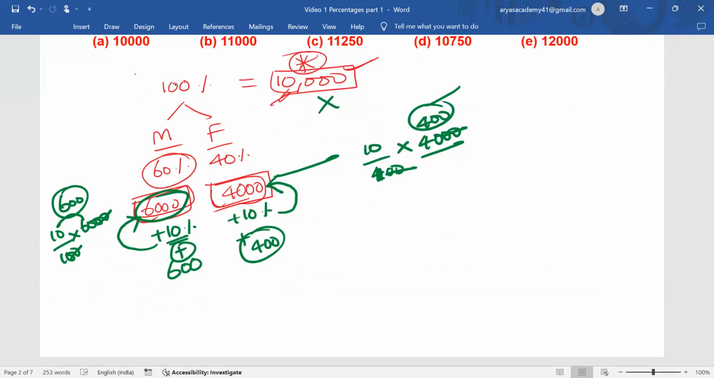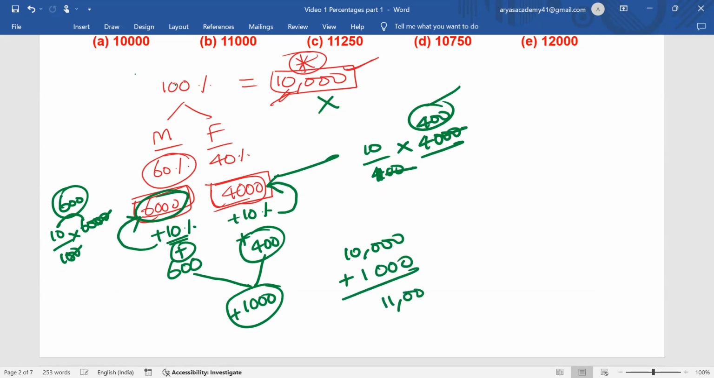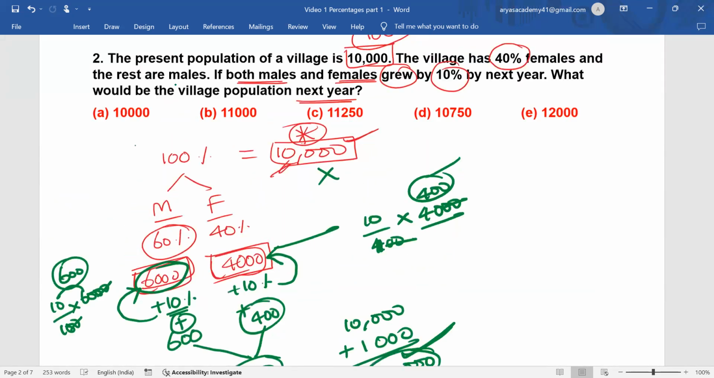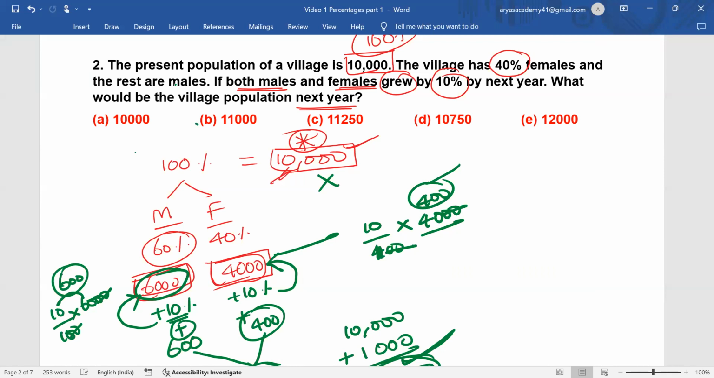So what is the total addition now? 600 males are added, 400 females are added. If you sum them up, there will be a total addition of 1,000. So the previous existing population was 10,000 and after addition of 10% of males and 10% of females, there is a total addition of 1,000. So now the total population of males and females together will be 11,000. So 11,000 is the correct answer, which is option B.